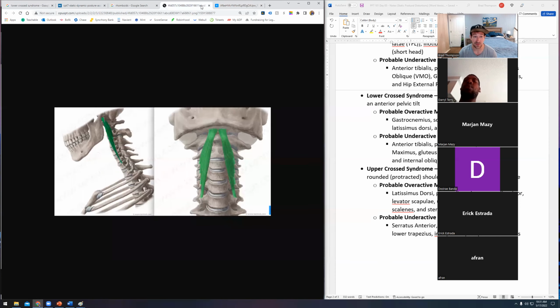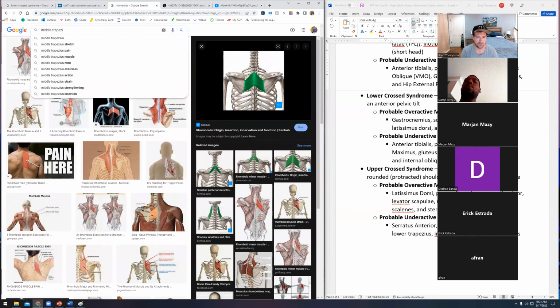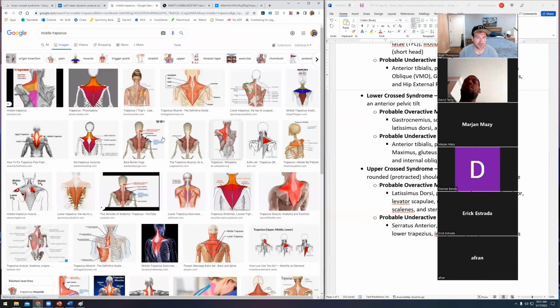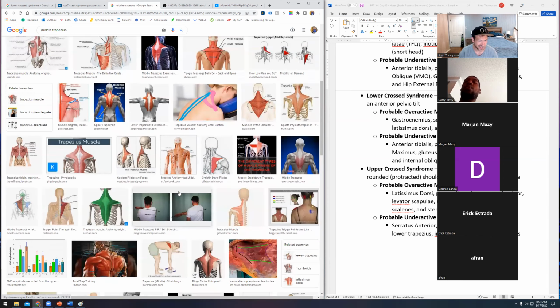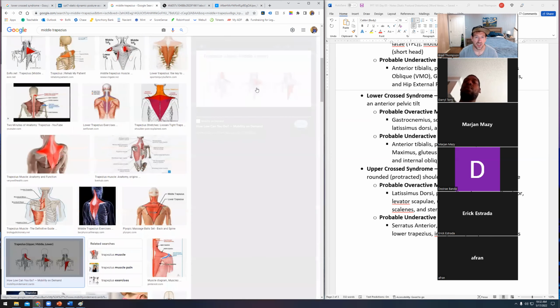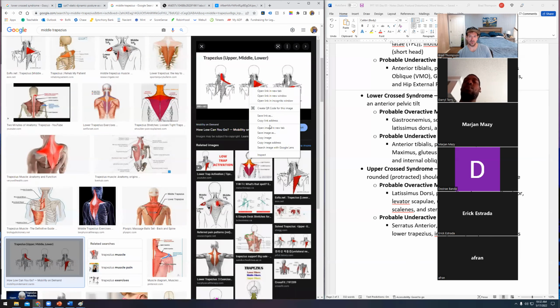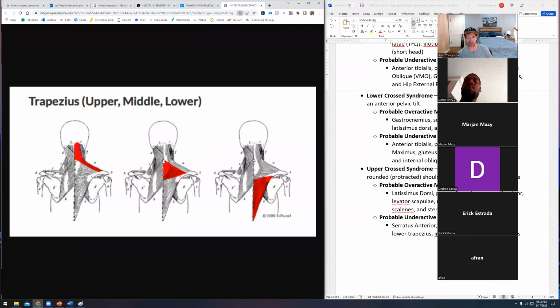And actually the exact same thing is true of our middle trapezius. The middle trapezius, can I get a picture of it by itself? Probably not. Yeah, okay. Oh, wait, there it is. And the lower trapezius. So both of these fibers, the middle section and the lower section.